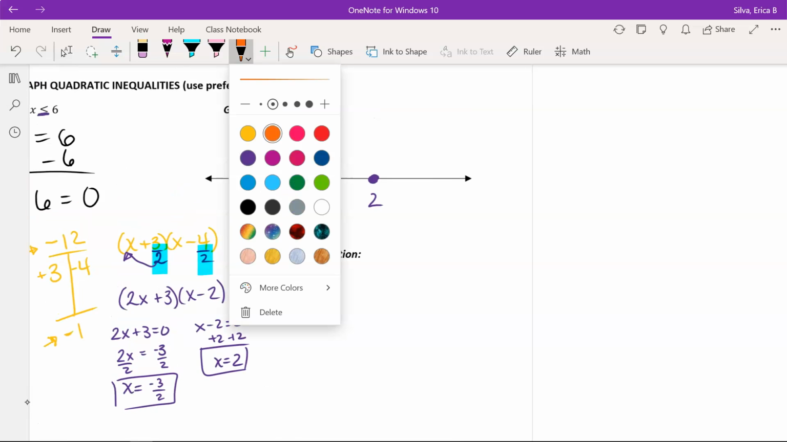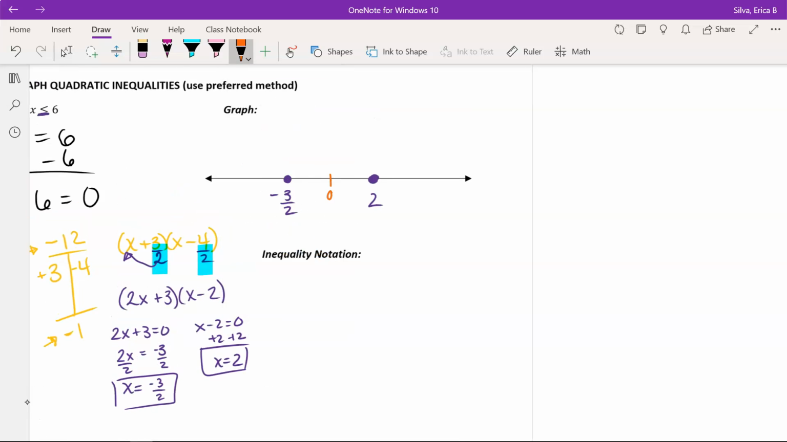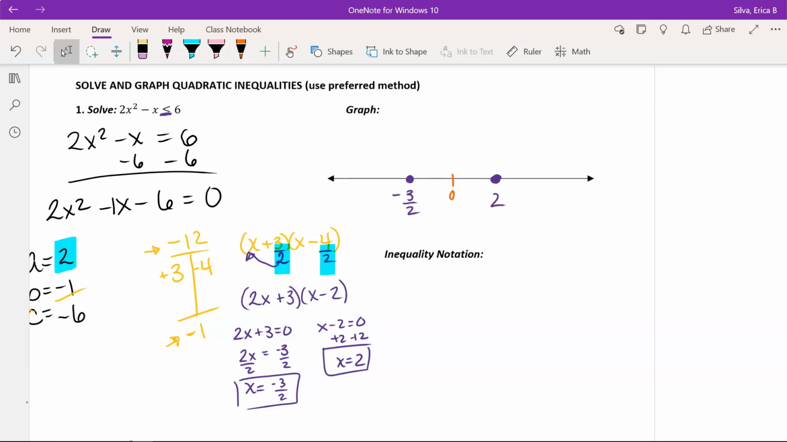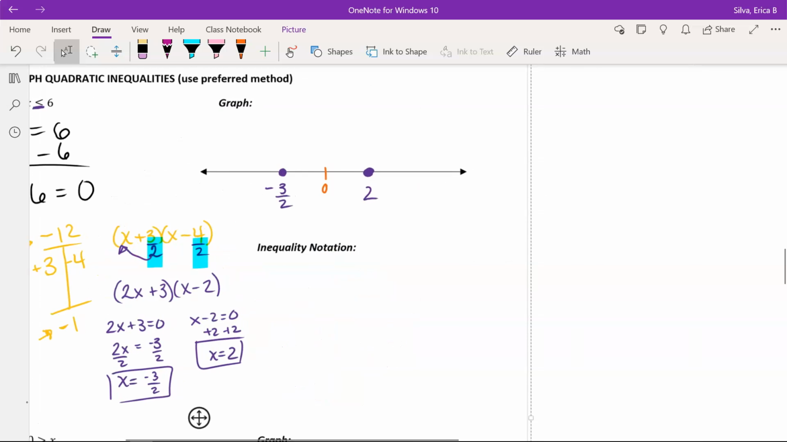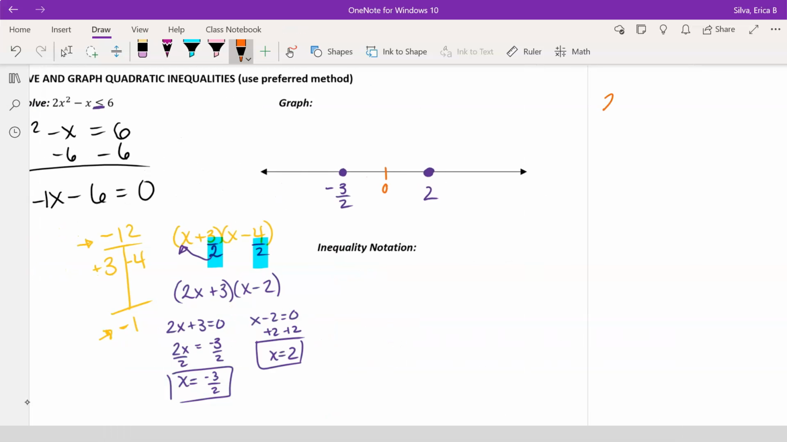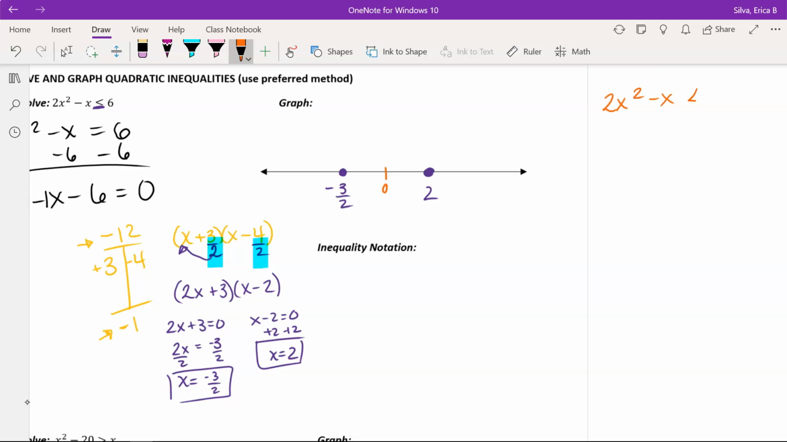Now we're going to use the test point of 0 to determine if 0 is part of my solution set. So I'm going to go over here on this side. We're going to use the original 2x squared minus x less than or equal to 6. And instead of x, we're going to plug in 0. So 2 times 0 squared minus 0 less than or equal to 6. This gives us 0. 0 less than or equal to 6. That is true. That means that 0 is part of my solution set.